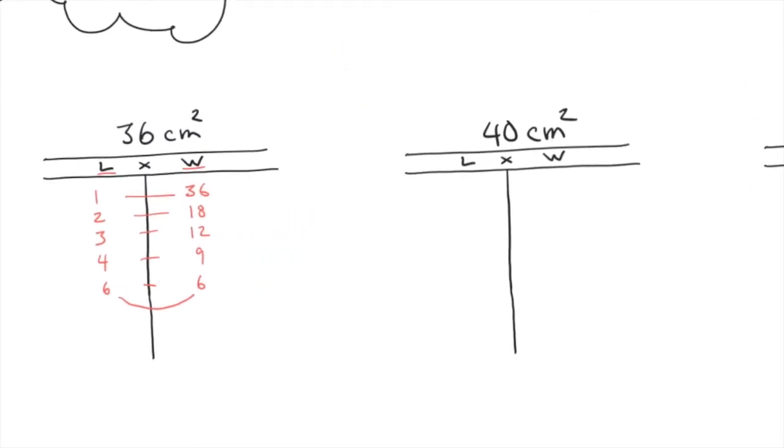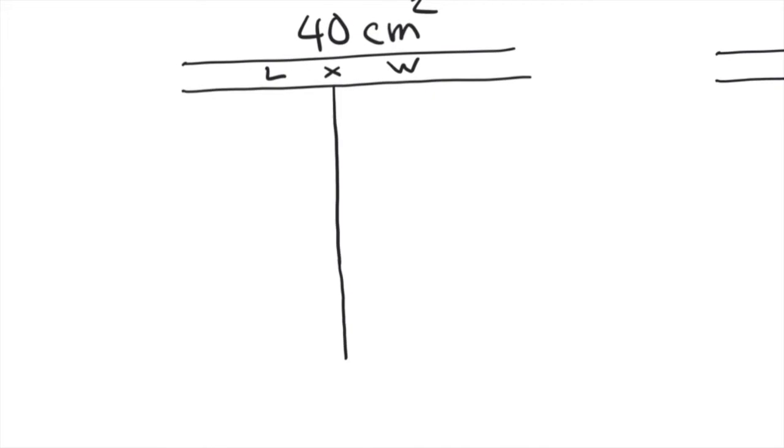Let's try another one. Someone says to me, I know of a rectangle that has an area of 40 square centimeters. In fact, I bet there are several. What could their side lengths be? Well, let's use that same strategy. I know that one of its side lengths could be 1 centimeter. 1 times 40 is 40. Well, does 2 go into 40? Yes, it does. 2 times 20 is 40.